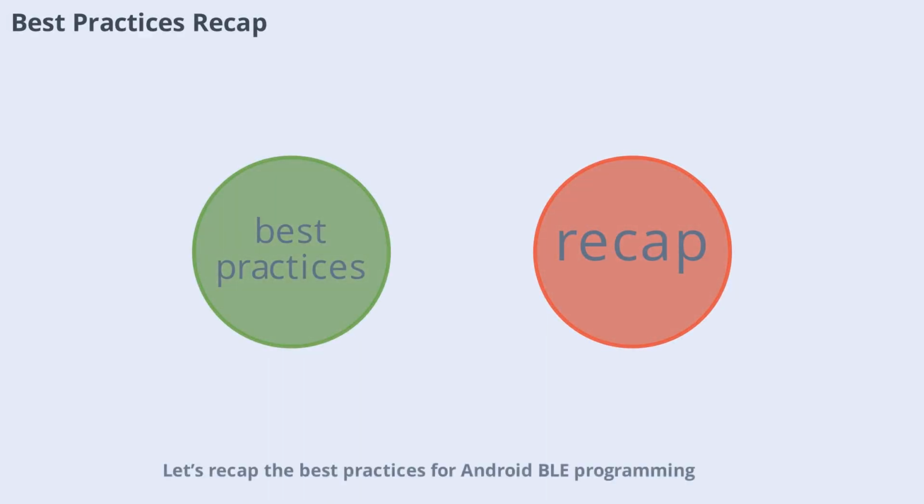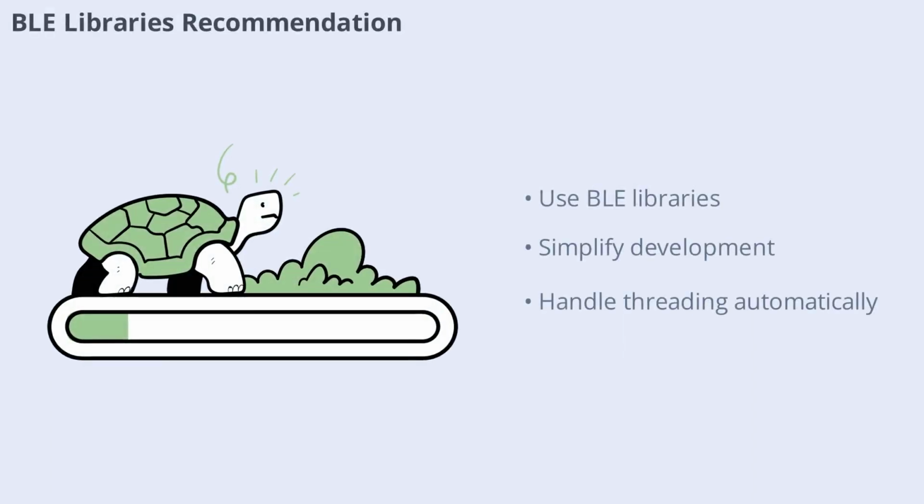Let's recap the best practices for Android BLE programming. Always use a command queue to manage operations, set write types explicitly, enable notifications carefully, and handle threading with dedicated handlers. Make copies of data to ensure thread safety and avoid blocking binder threads. By following these guidelines, you can build robust and reliable BLE applications that handle complex devices and high-frequency data streams with ease.